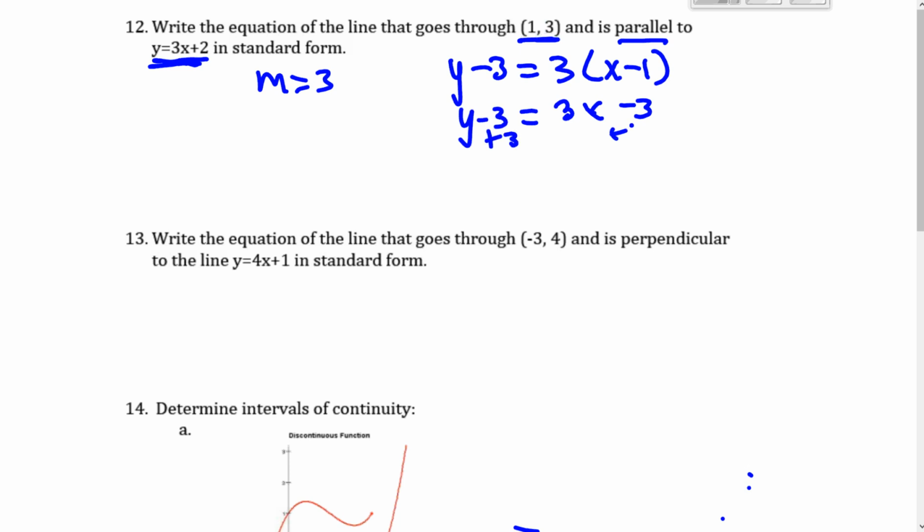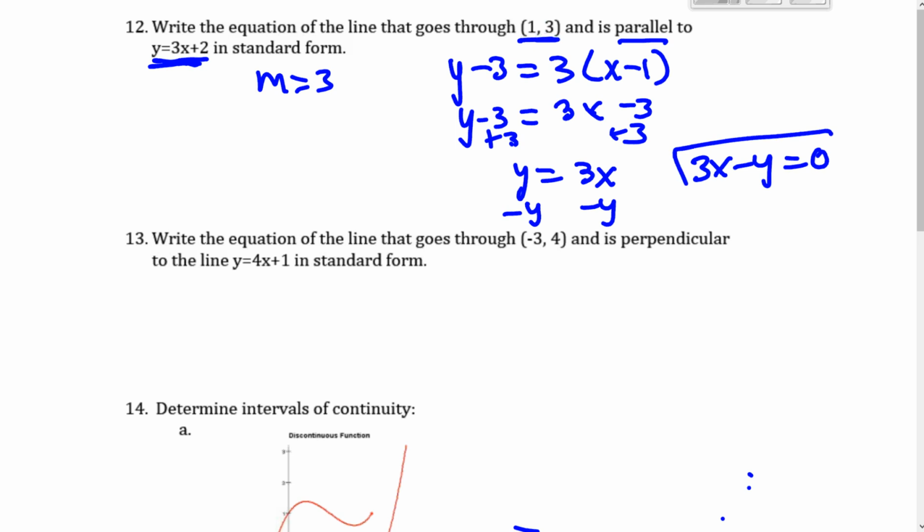Add 3 and 3, so we get y equals 3x. So there's my equation that has the same slope, but it goes through that point (1, 3). Oh, in standard form. Sorry. So I need to go ahead and subtract that y. I want it in standard form, so we get 3x minus y equals 0.